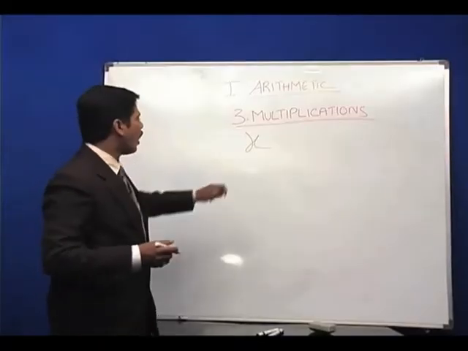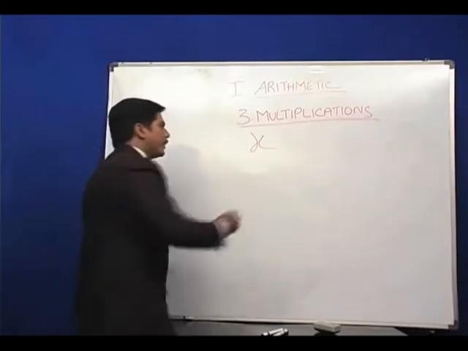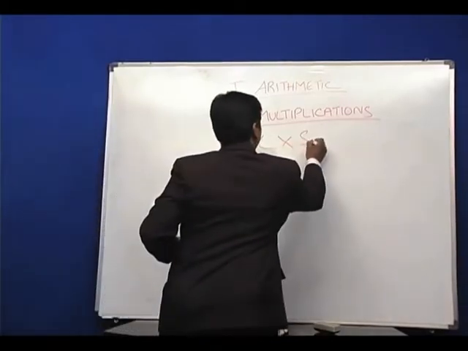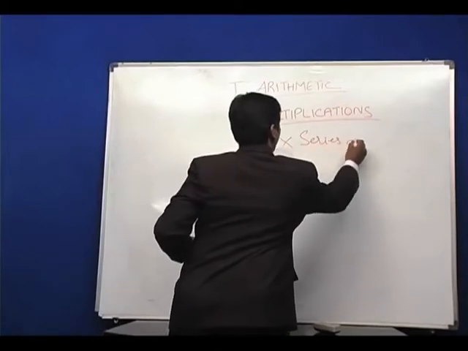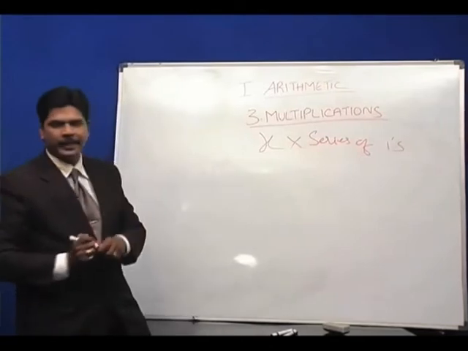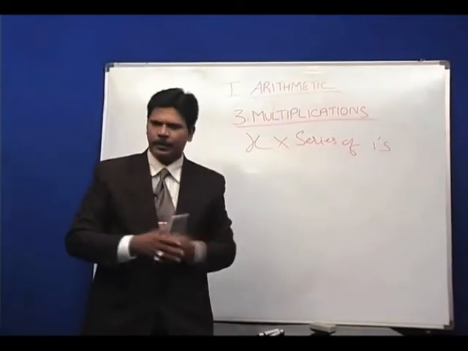Now I'll show you how to multiply any given number. Here we assume x as any given number times a series of ones. That means how to multiply any number by 1. Of course, it's very easy. Any number times 1 is that number only.